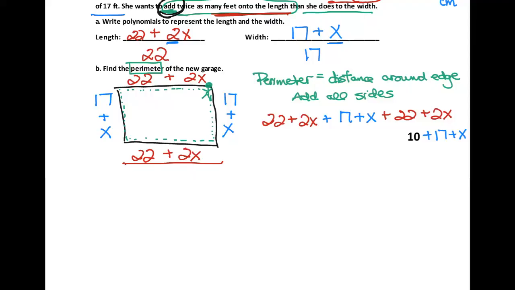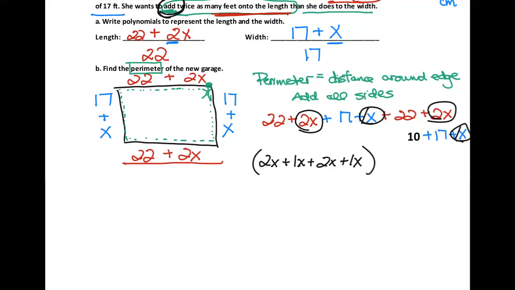I have my like terms. I have 2x, an x, a 2x, and an x. Those are all like terms. The x's could have a 1 in front. So if I put those all together, 2x plus 1x plus 2x plus 1x, how many x's do I get? No. 2x plus 1x plus 2x plus 1x is 6x, right? 2 plus 1 is 3, plus 2 is 5, plus 1 is 6.